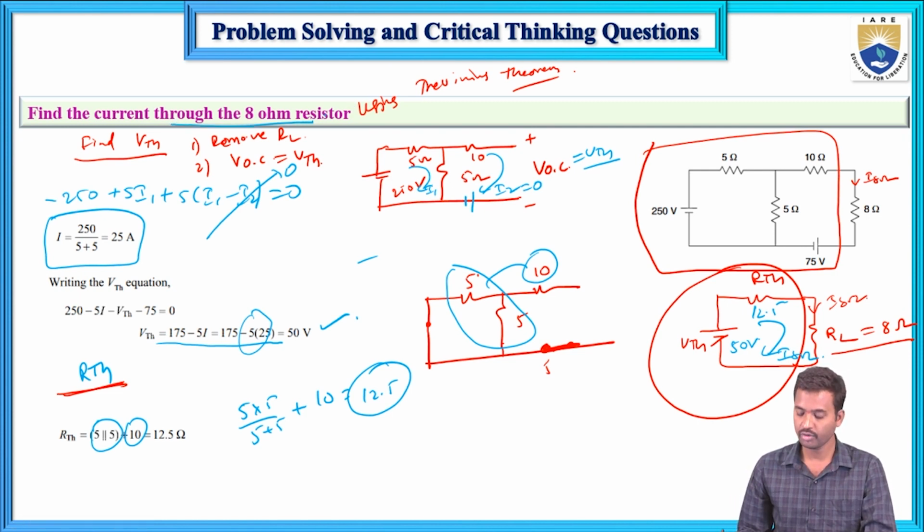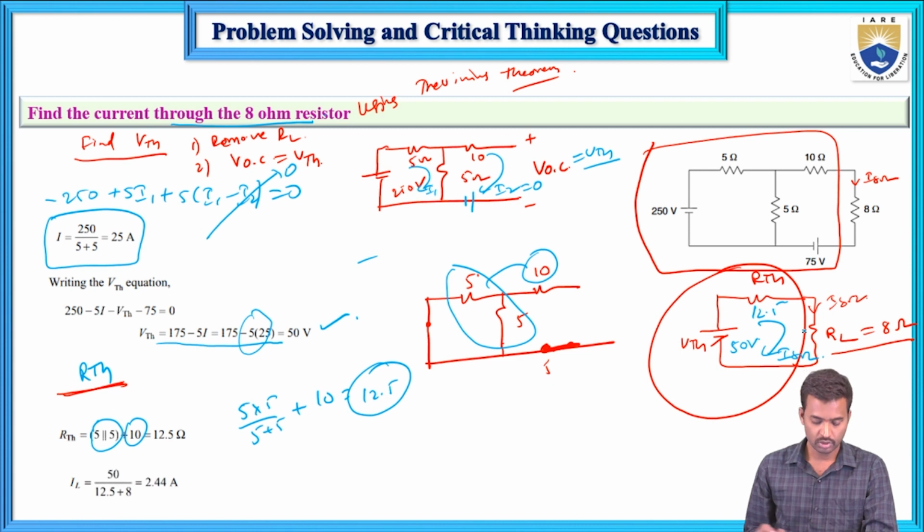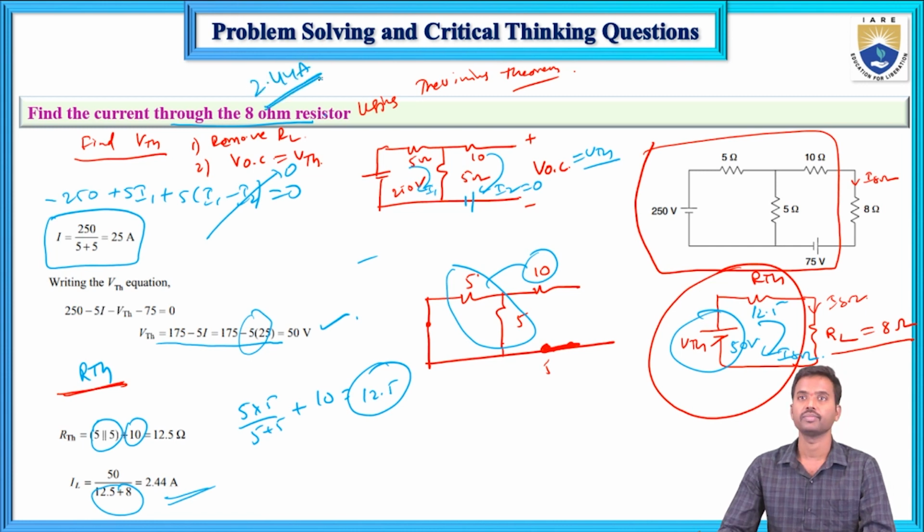So now here, how will you calculate? Just apply KVL in this simple mesh, simple loop, that equals 50 volts divided by 12.5 plus 8, which equals 2.44 amperes.